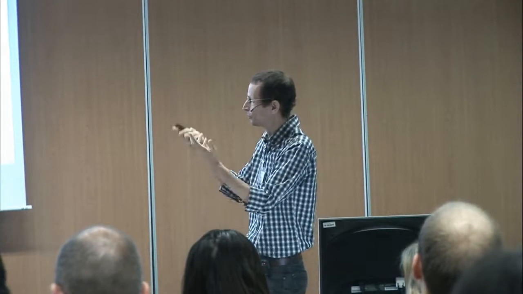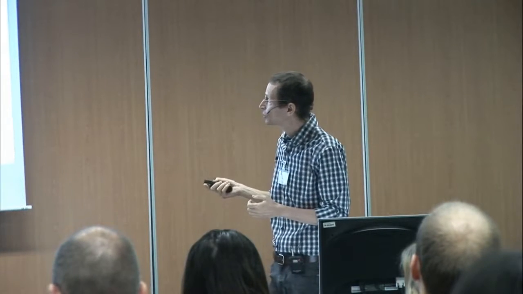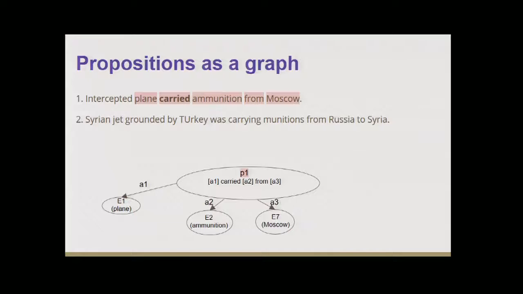So let's see how these look. It's a little bit more complex because propositions have a richer structure. So suppose we have first a single mention of this fact, like plane carried ammunition from Moscow. We will represent it pretty much like in OpenIE or semantic role labeling. It's convenient to represent it as a small graph, a two-level graph, where the predicate is the root, and here we'll have the natural language expression representing the predicate, and arguments as daughters.